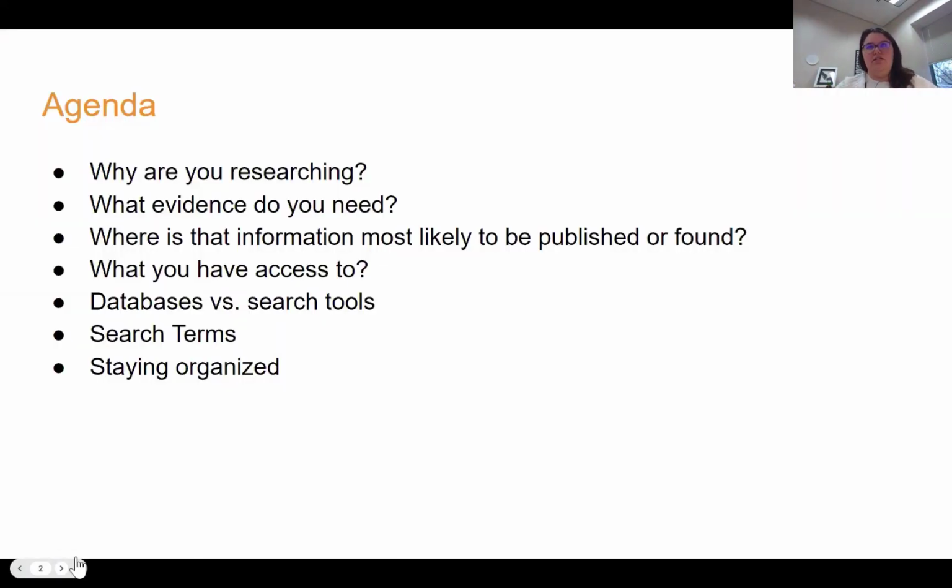So on today's agenda, we're going to talk about why you are researching, starting to think about what types of sources you need to find information from, the type of information that you're looking for, as well as what you have access to. At U of M Flint, you have access to a lot more than the general public does because of the access that you have through the library, right? Not everybody has access to an academic library. We're going to talk a little bit about what databases are versus some other search tools, and then go a little bit into developing search terms, and then finally, as always, staying organized while you're searching is so important.